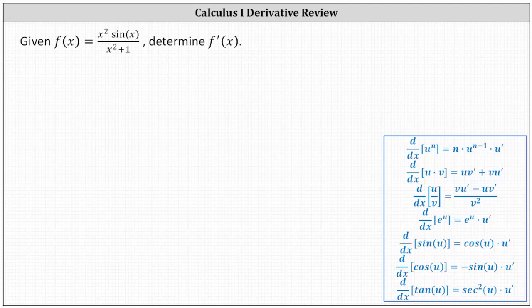We're given f of x and asked to determine the derivative function f prime of x. Notice f of x is a quotient of two functions of x, and therefore we'll have to apply the quotient rule of differentiation to find f prime of x.